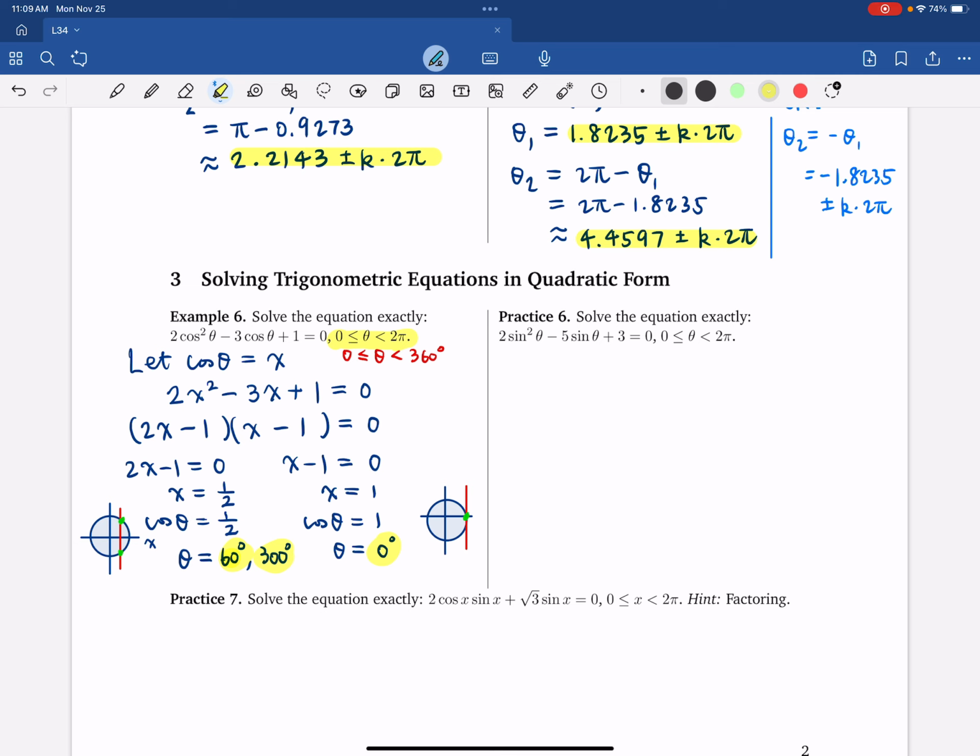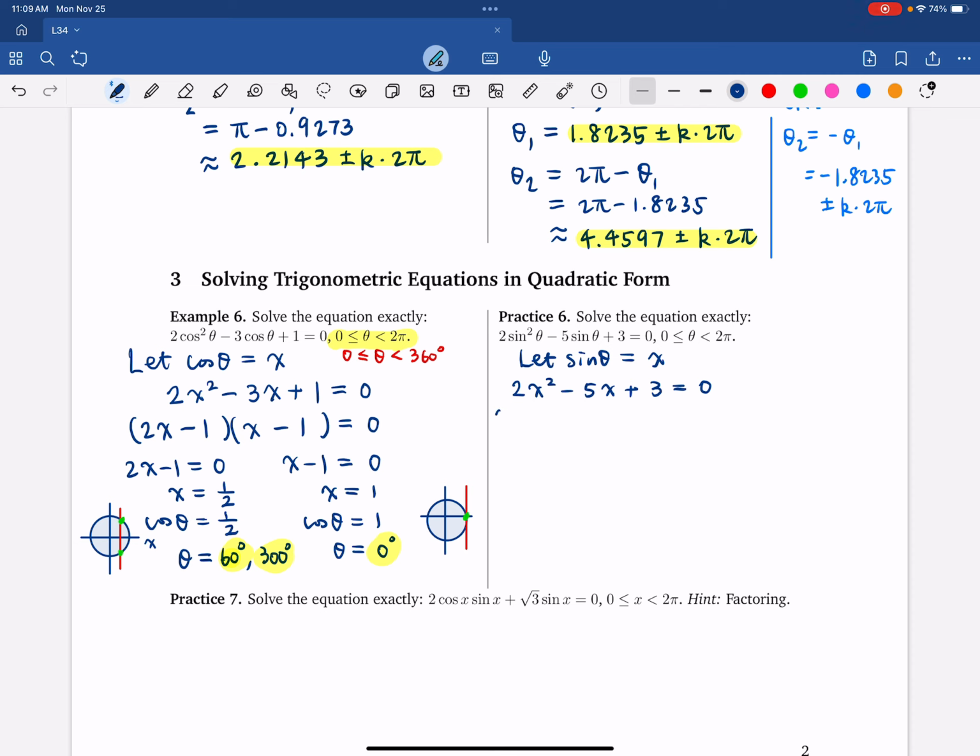Practice 6. Let's solve this. So this one we have sine. I'm going to do a substitution. So let sine theta be x. And then we're going to substitute this into the equation. 2x squared minus 5x plus 3 equals 0.